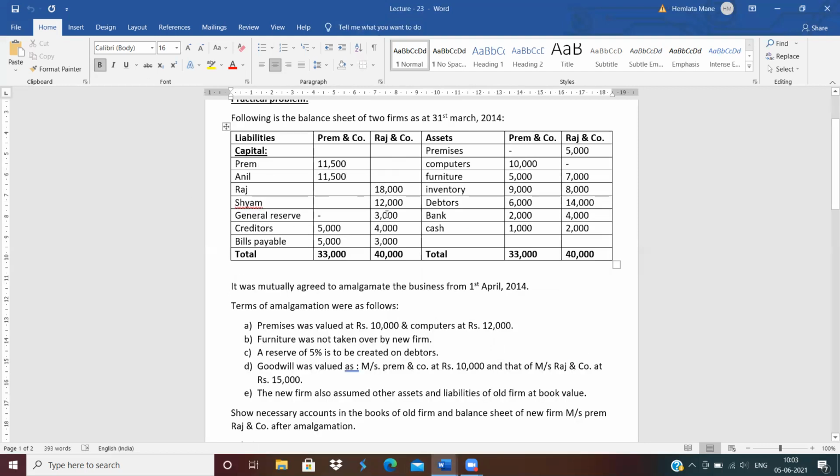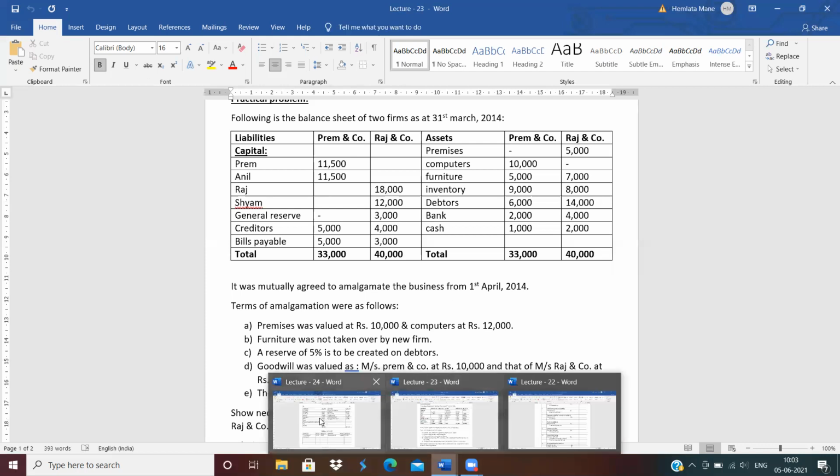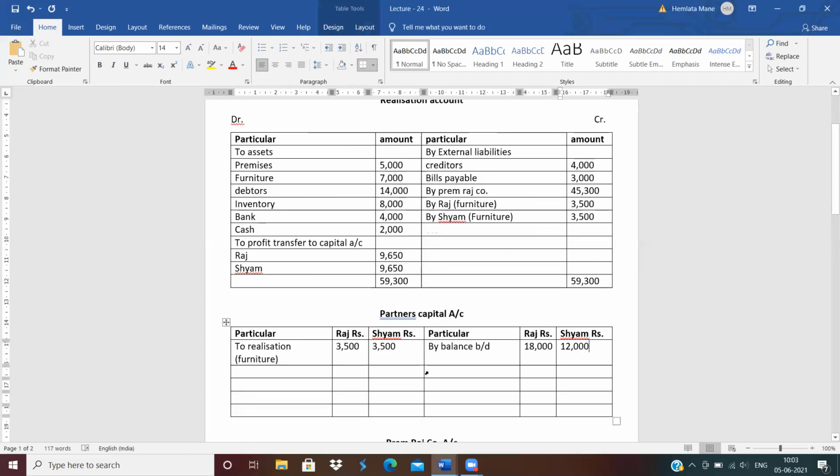General reserve of Raj and Company is given. This general reserve is distributed between the two partners equally, by general reserve. How much general reserve? 3,000. To distribute equally between the partners means 1,500 each.